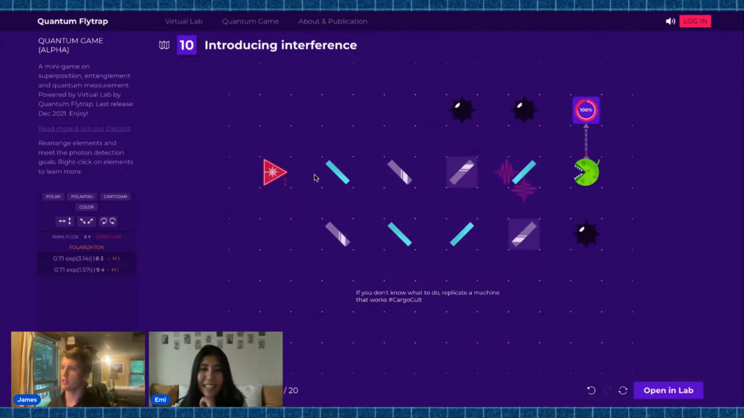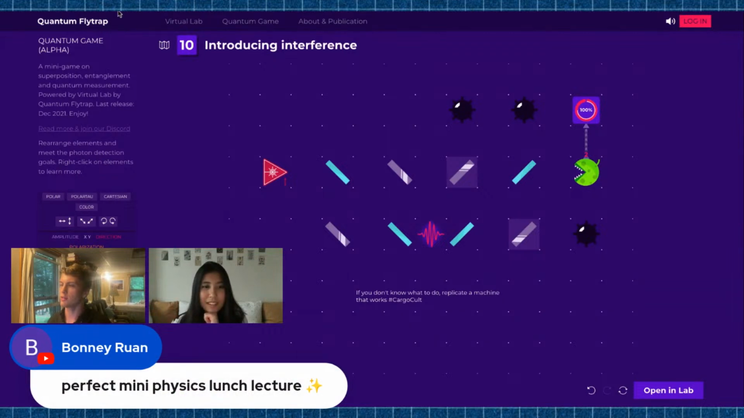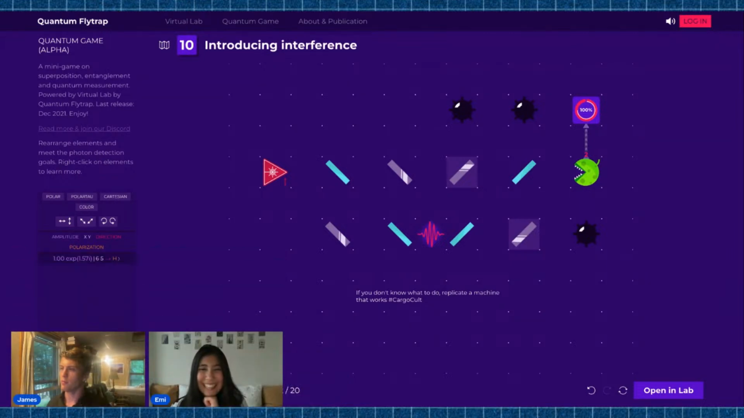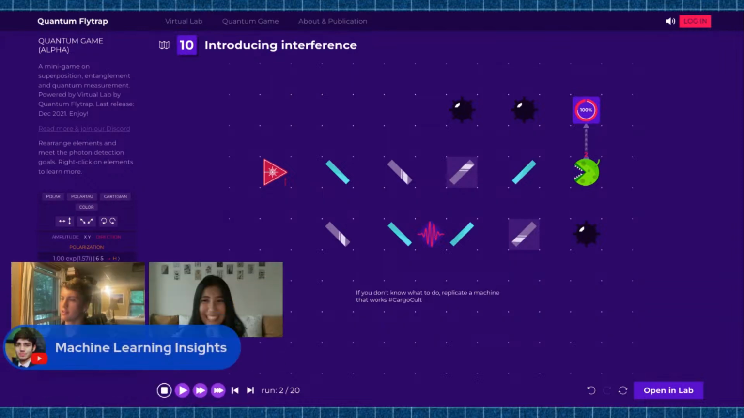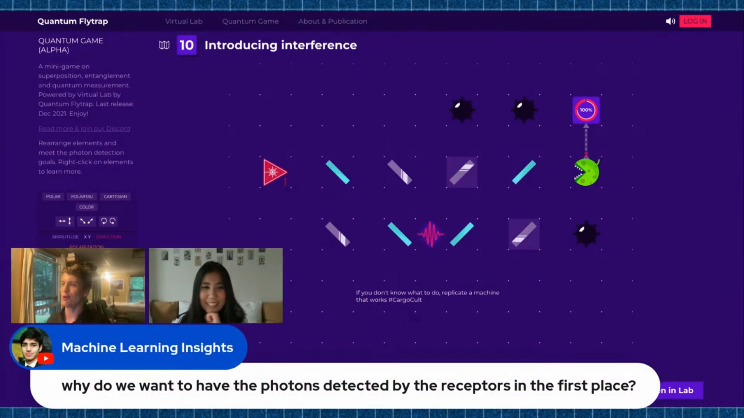There's a couple of questions from the audience. Well, Bonnie says perfect mini physics launch lecture. Oh. But funny. Naveed says, why do we want to have the photons detected by the receptors in the first place? Why do we want, do you mean the detectors? Why do we want to have the photons detected by the detectors?